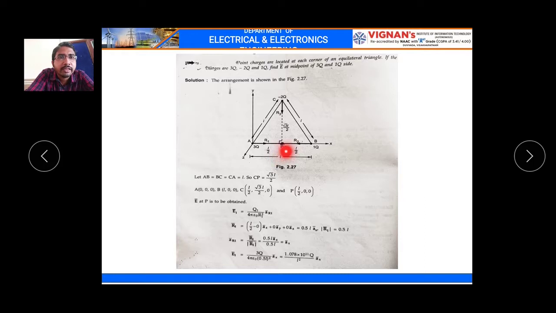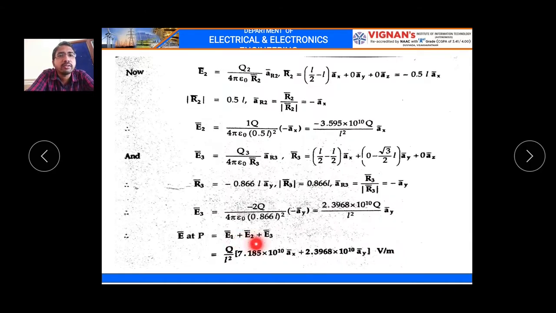Suppose at this point P, you will have electric field intensity due to this 1q, due to this 3q as well as due to this minus 2q. So total 3 electric field intensities will come, and by adding all those 3, you can find the total electric field intensity at point P.